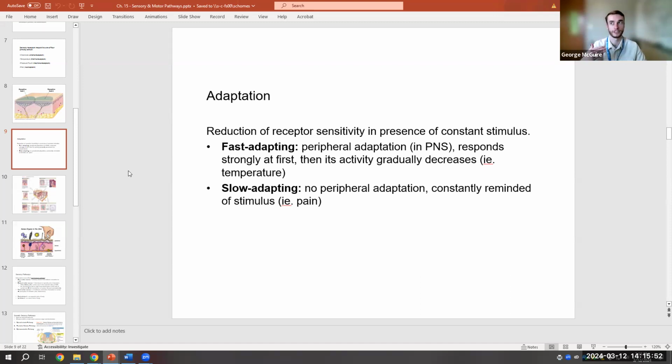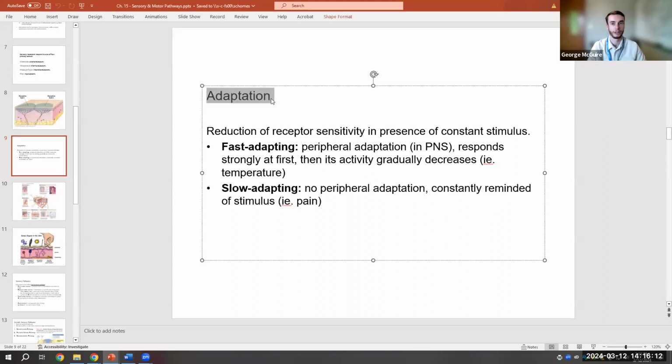As the stimulus is going to continuously cause a response, cause that sensation, whereas a fast adapting neuron or a fast adapting receptor would essentially start to ignore that sensation or ignore the stimulus and not provide a sensation. So that's adaptation.